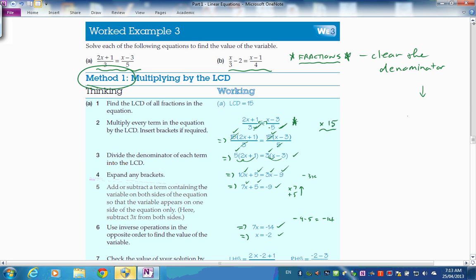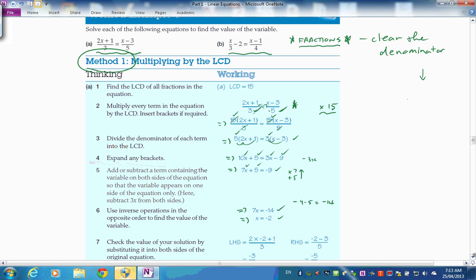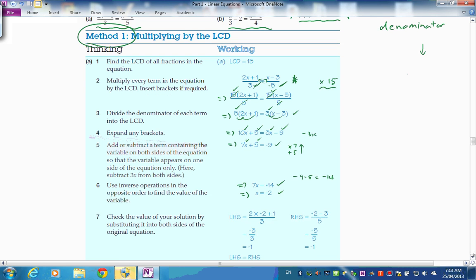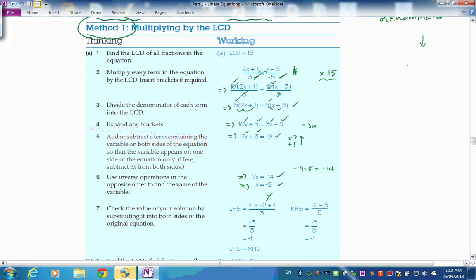No, just too far there. So just checking the solution, putting neg 2 in place of x in this side, you get neg 1, in place of x in this side, you get neg 1, so the solution checks. Alright, what does it look like if you do it slightly differently? And the answer here is you could get them both over a common denominator of 15.